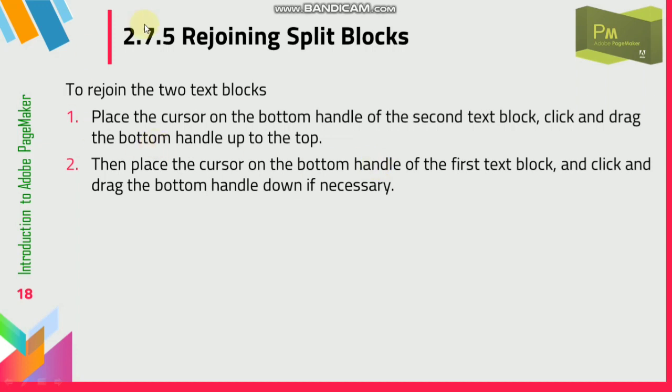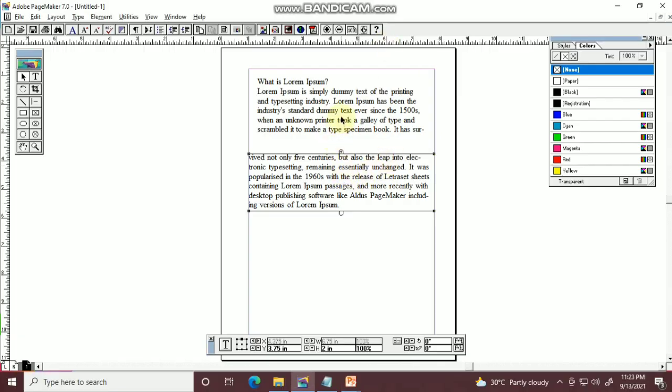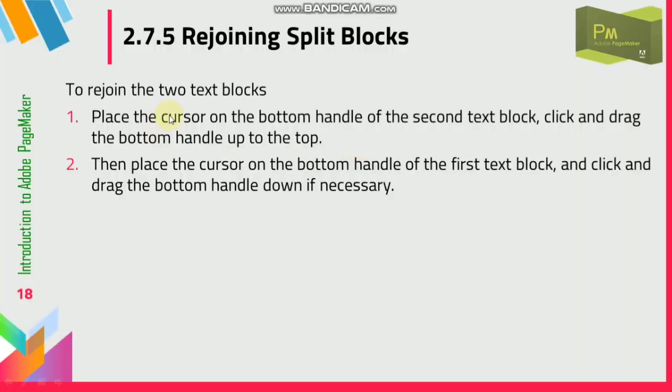Okay children, then the next one, in 2.7.5, is given as rejoining the split block. So now what we did is we split the block into two. Now we are going to rejoin these two blocks into a single block of text. So the procedure here is, place the cursor on the bottom handle of the second text block, click and drag the bottom handle up to the top. So this is one method, or else the vice versa.